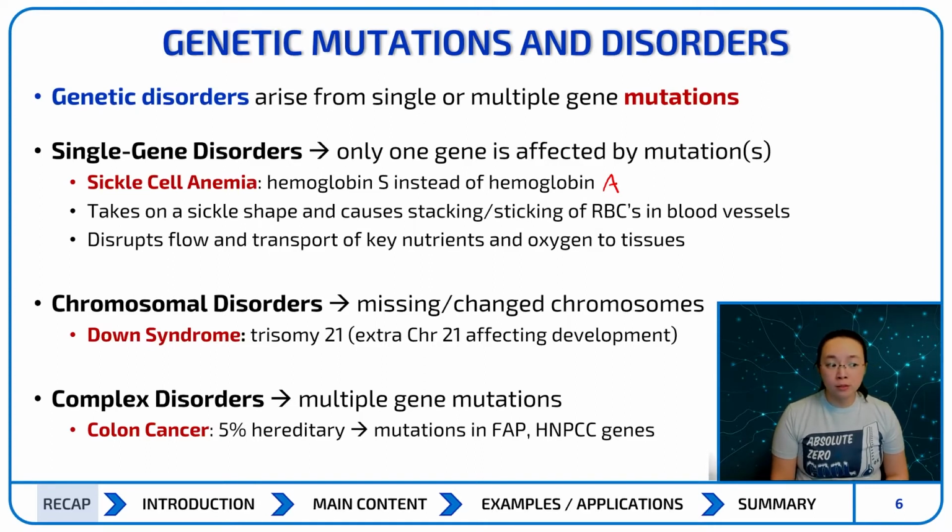You can have chromosomal disorders like Down syndrome, which we talked about, basically an extra chromosome 21. You also can have complex disorders, which is multiple mutations in multiple genes. One of them is colon cancer. Usually you have mutations in FAP and HNPCC genes, which almost guarantees that you'll get it if you do have any of these inherited mutations.